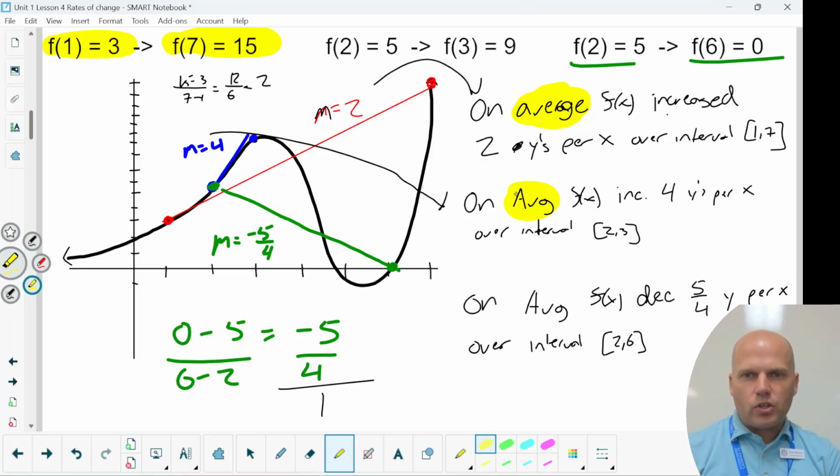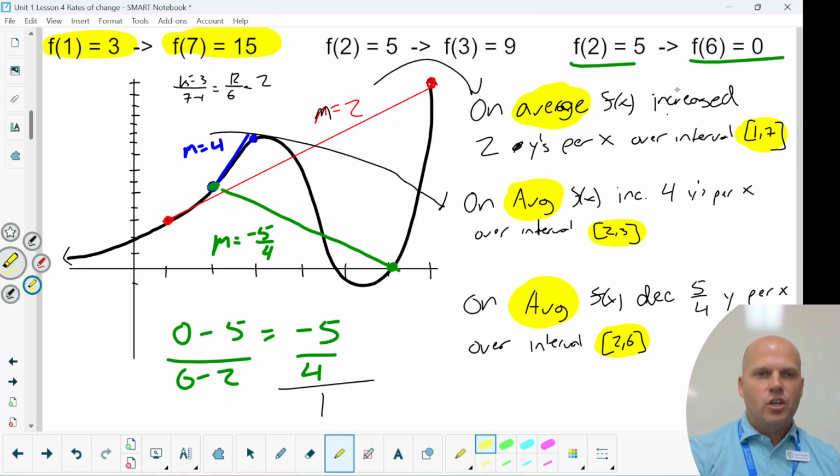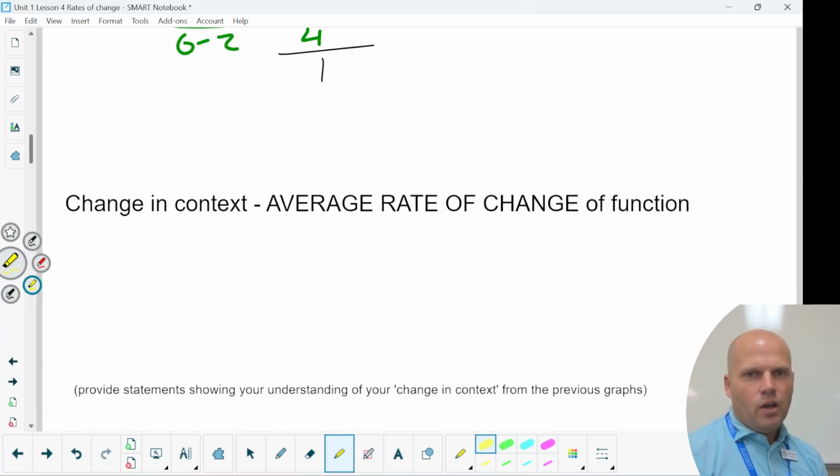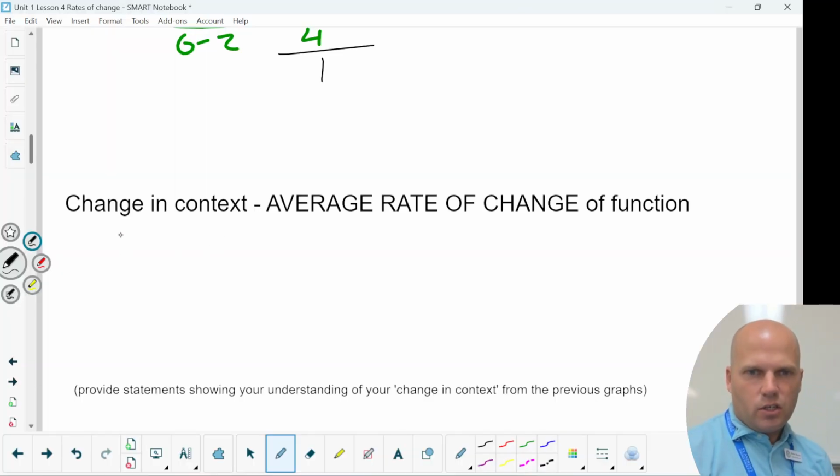But since we are talking about this interval 2 to 6, from 2 to 3, from 1 to 7, we can't say it is definitely increasing by this many y's per x over this interval. We have to say on average, because we can see my function is not always going up or going down. It's not always going down following this line, this rate of change. It's got to be an average rate of change. So an average rate of change is just a slope of what we call a secant.